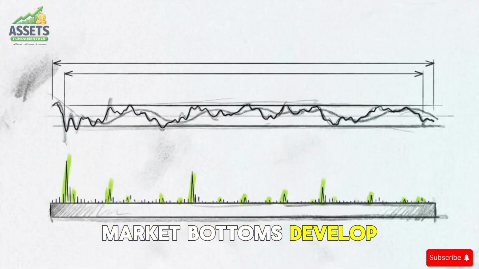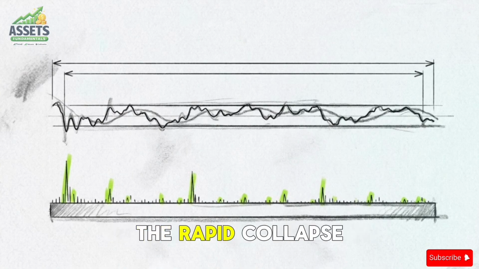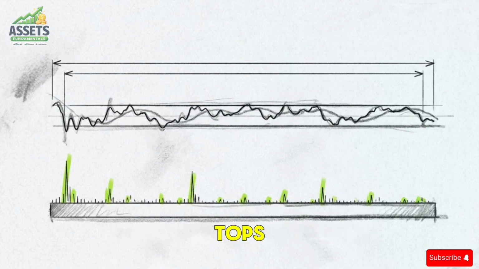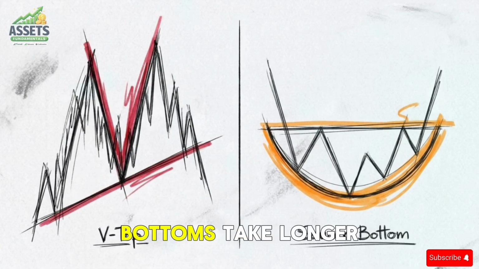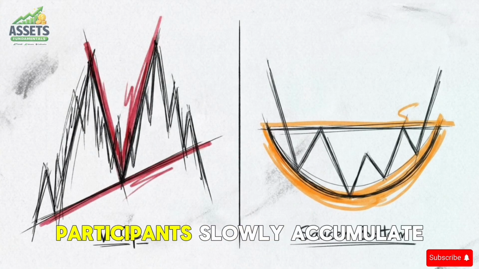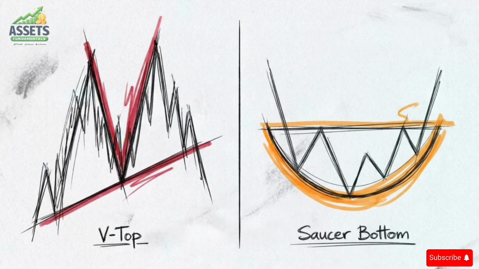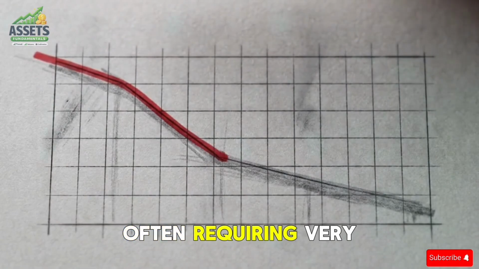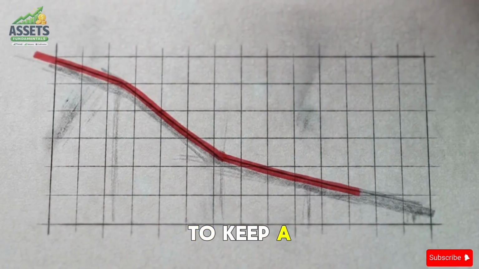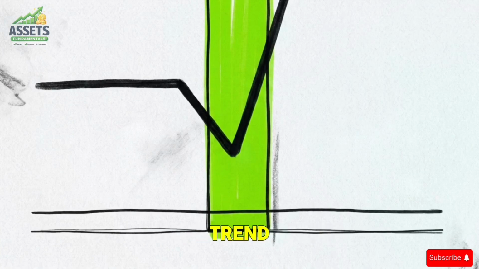Market bottoms develop through the distinct psychology of accumulation, distinguishing them from the rapid collapse seen at market tops. While tops are often violent and fast due to panic, bottoms take longer to build as participants slowly accumulate assets during periods of low volatility. A market can fall of its own weight on sheer inertia, often requiring very little selling pressure to keep a downtrend in motion. To reverse that inertia and launch a new uptrend, prices require an active catalyst.